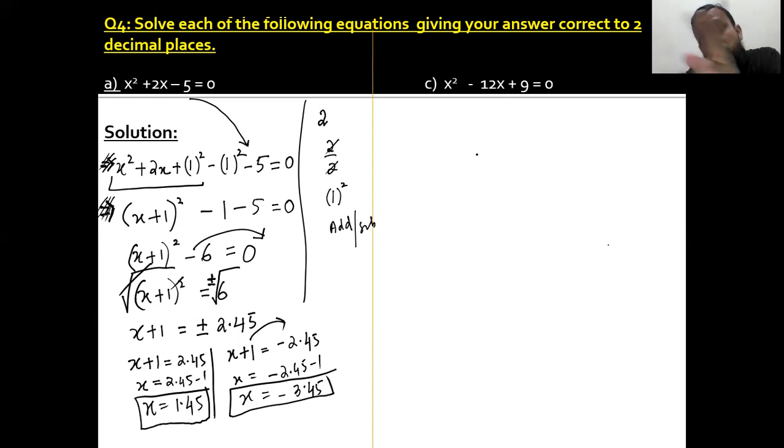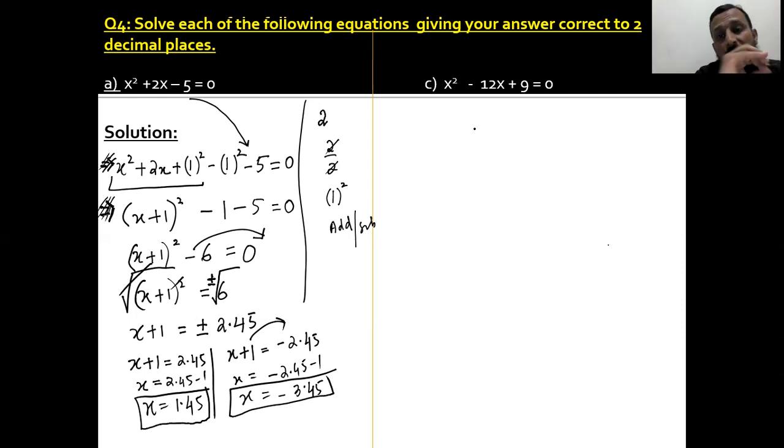Because of the previous two methods, the factorization method and the taking square root method, we cannot apply either of those two methods to get our answer, right? So in such a case, we need to go for some other method, and that method is this completing the square method.